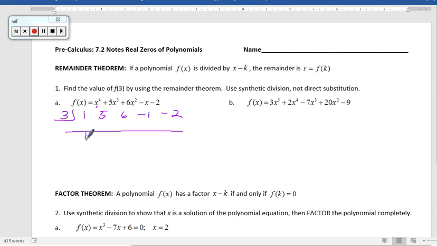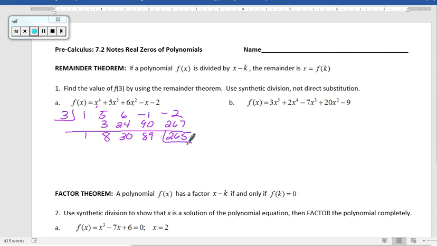Bring the first number down. 1 times 3 is 3. Combine these and we get 8. 8 times 3 is 24. Combining these two terms, we get 30. 30 times 3 is 90. Combining these two terms, we get 89. And lastly, 89 times 3 is 267. Combining the two terms here, we get 265. The remainder would be the same as if we plugged 3 in for x. Just a quick, easy way to get a value for that.